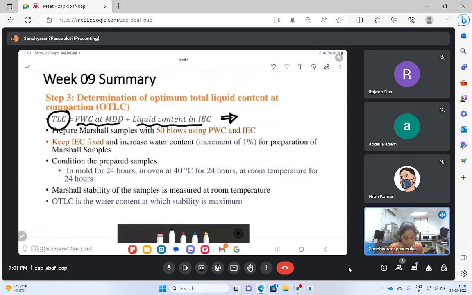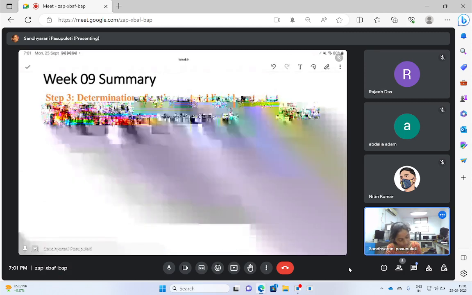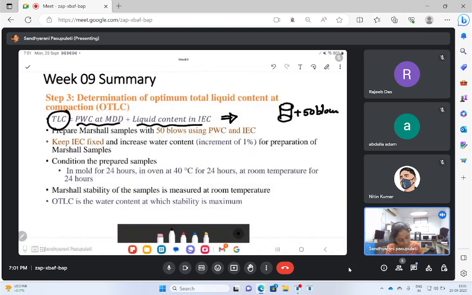So how do we fix the total liquid content? In order to fix it, we have to prepare Marshall specimens with 50 blows, using this pre-wetting water content and also the initial emulsion content. This IEC is fixed. That means we first fix the initial emulsion content and then start increasing the water content, let us say by 1%. Then we prepare the Marshall specimens.